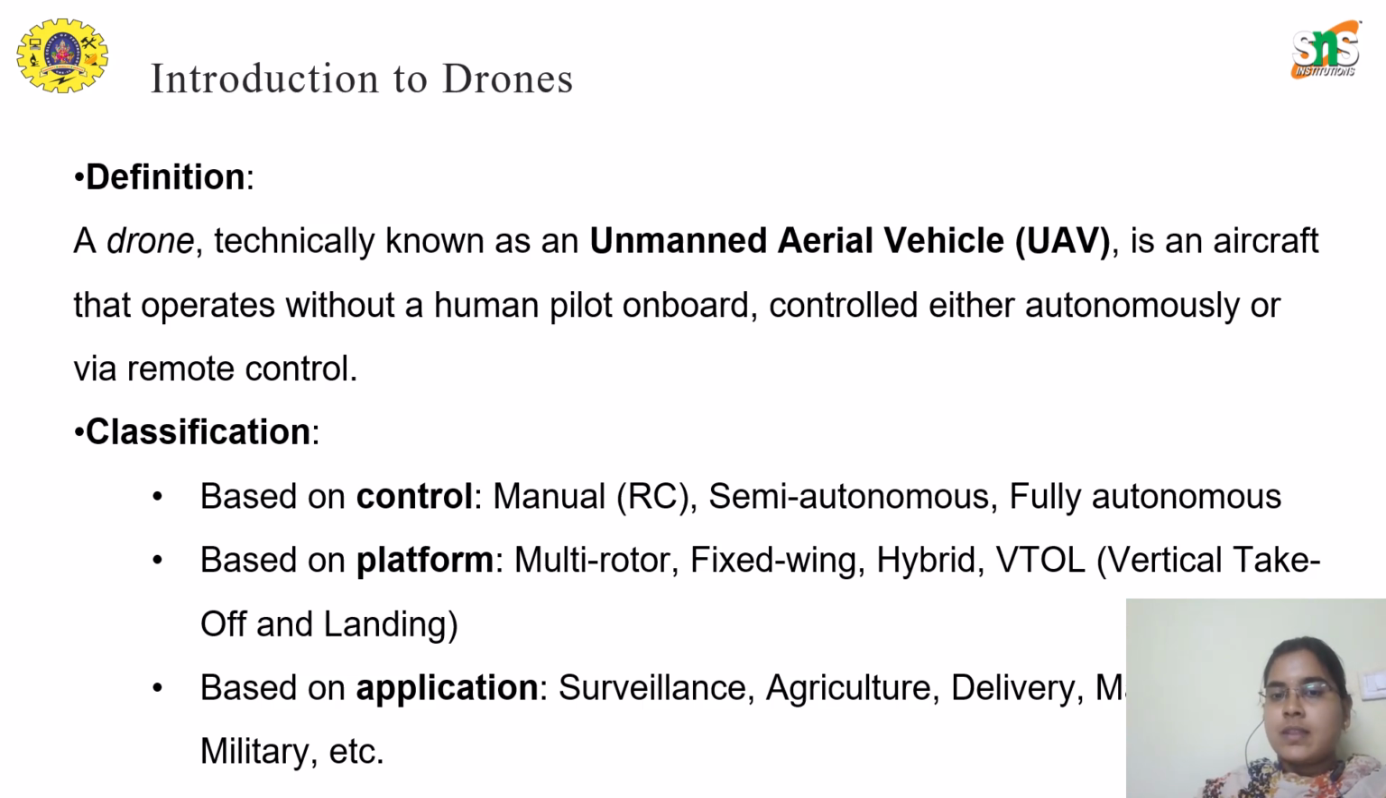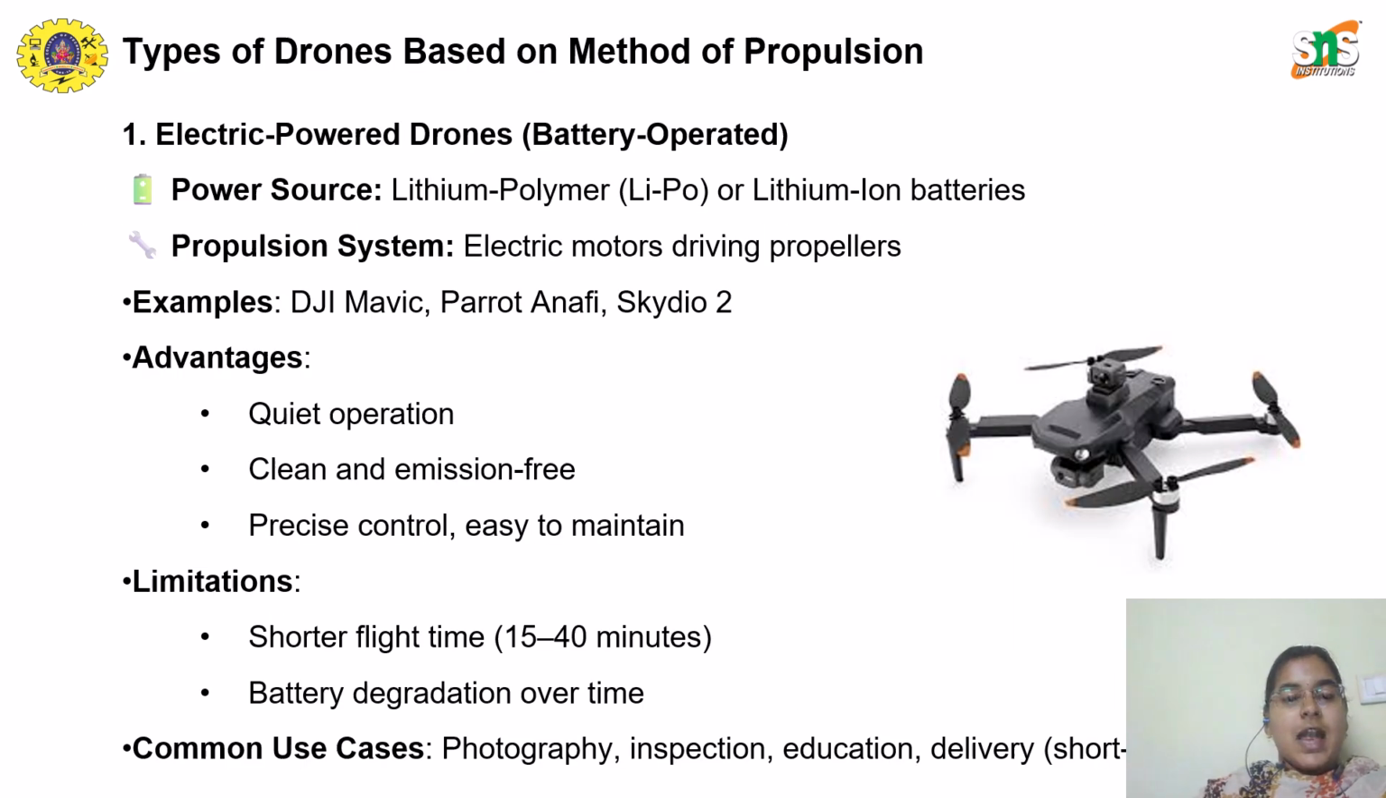As we know, a drone is nothing but an unmanned aerial vehicle, and the classification is based on control, the type of platform, and the type of application we are using. The very first classification is the types of drone based on the method of propulsion, that is the engine. The first one is electric powered drones, that is battery operated.